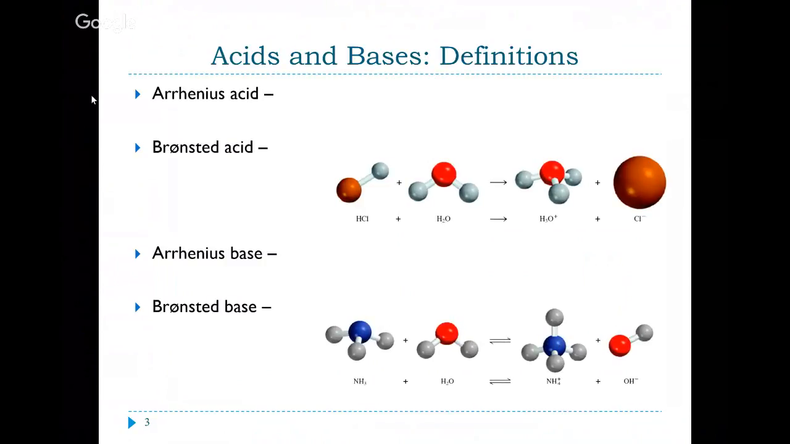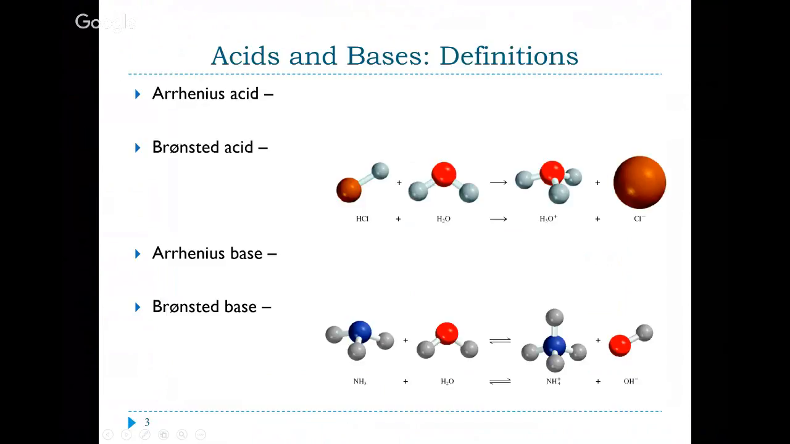So there's two different types of definitions of acids and bases. The Arrhenius acid definition says that it's going to increase the amount of hydronium ion concentration in water. So this is our hydronium ion. The Bronsted acid is simply what we would call a proton donor. But when we say proton, we're talking about an H+. So in this example, hydrochloric acid donates a proton to water to create the hydronium ion and the chloride ion. So it's a proton transfer.